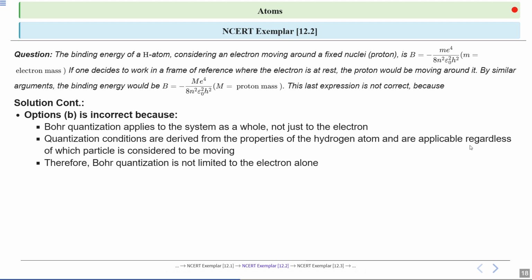So to sum up this part, Bohr quantization is not limited to the electron alone. It's a property of the entire atom, and that's why simply replacing the electron mass with the proton mass in the formula doesn't give the correct binding energy.